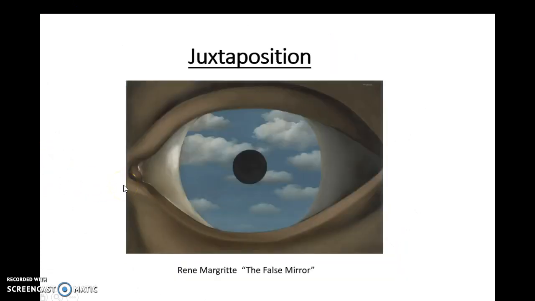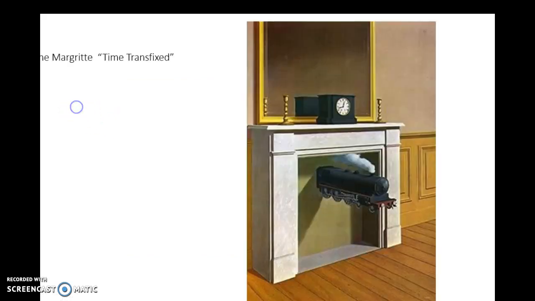There are different ways, like juxtapositioning, and that is joining two images together to make something look impossible. This is by Rene Magritte, who did a lot of surrealism, and this is called The False Mirror. Normally you wouldn't see clouds through an eye like this, and so that would be putting two images together for juxtaposition. Having a train coming out of a fireplace is also an example. That's the first example of surrealism.